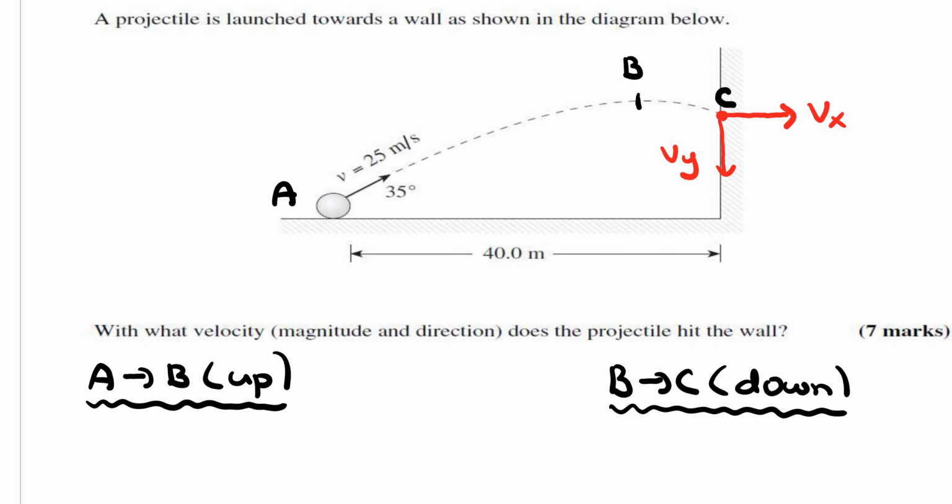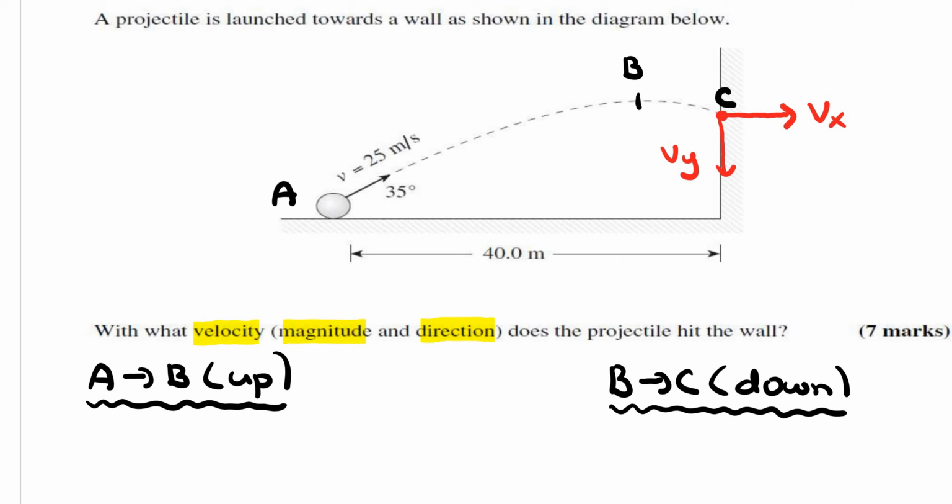Let's take a look at this next problem here. For this next problem, I have a projectile that's being launched towards the wall as shown in this diagram below. And for this problem, we want to find its velocity, magnitude, and the direction when it hits the wall. So if this projectile starts at position A, eventually it gets to a maximum height at position B, then it hits the wall at position C.